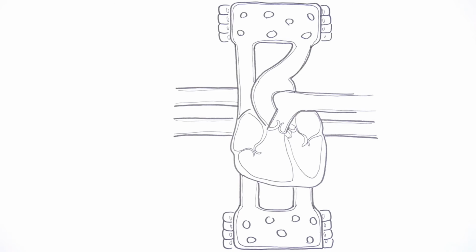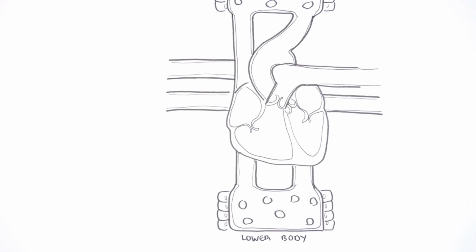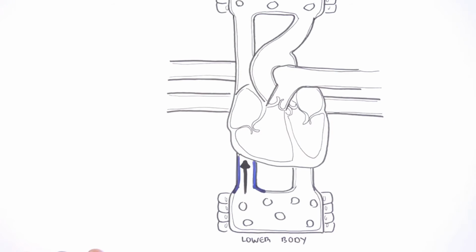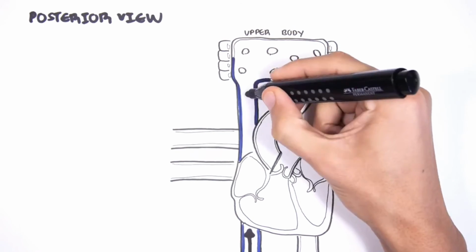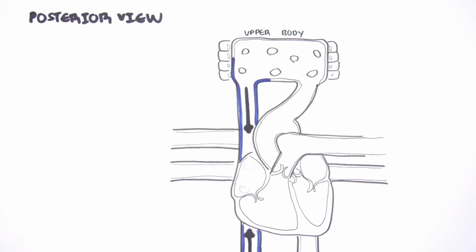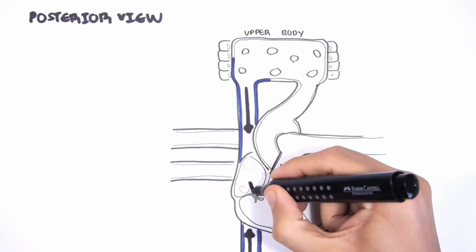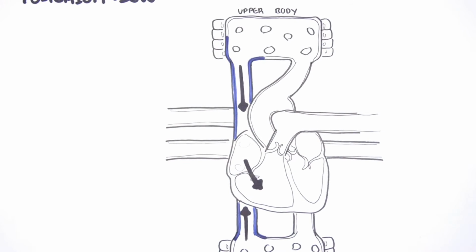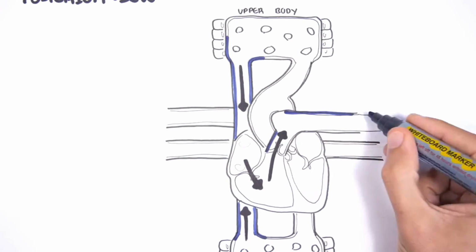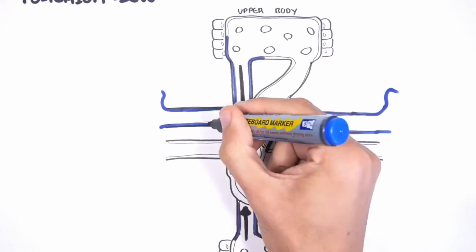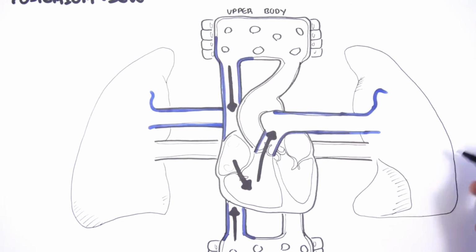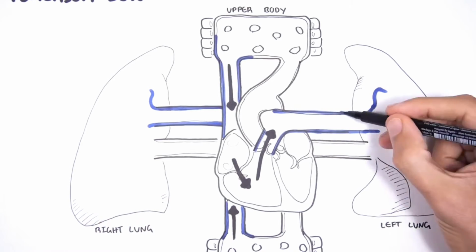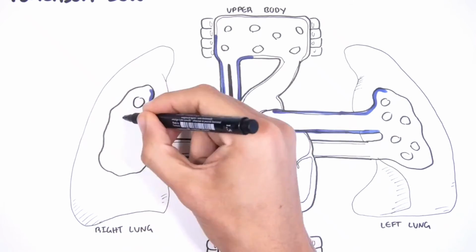Once the tissues around your body use oxygen, deoxygenated blood will return to the right side of the heart. From the upper body, blood will return to the heart, and from the lower body, blood will return to the right side of the heart, to the right atrium, and then to the right ventricle. The deoxygenated blood will be pumped through the pulmonary trunk and towards the lungs via the right and left pulmonary arteries. Now here I'm drawing the right lung and the left lung.